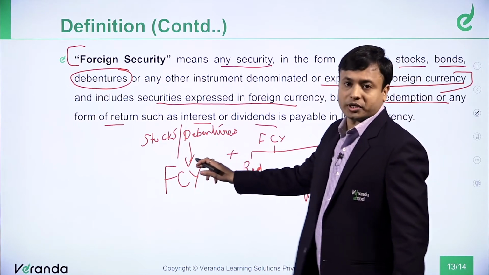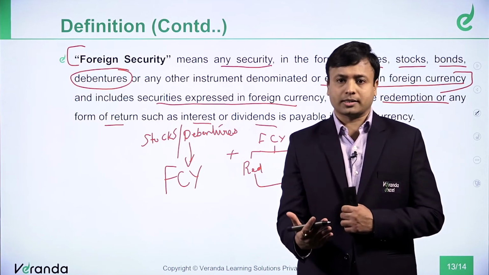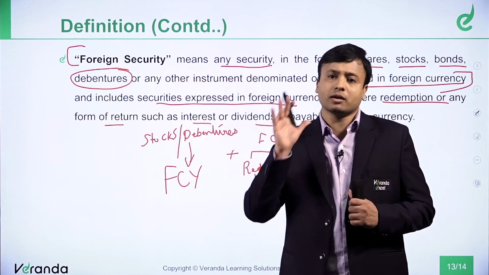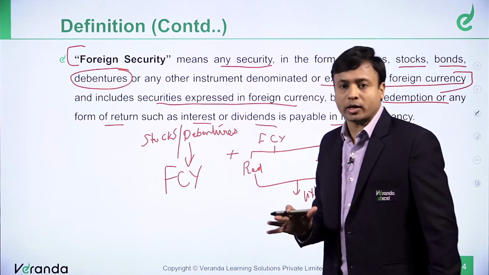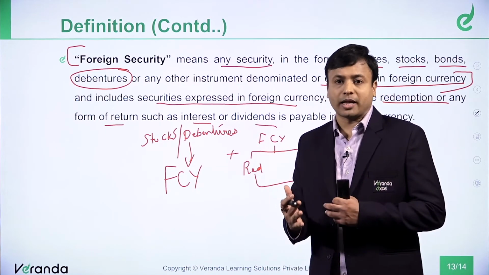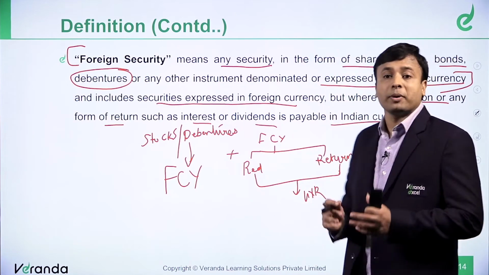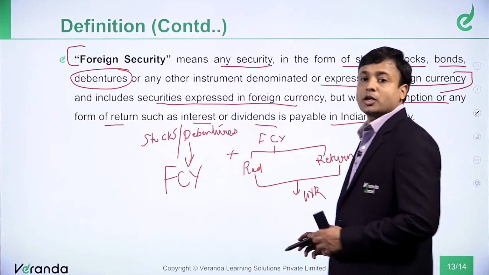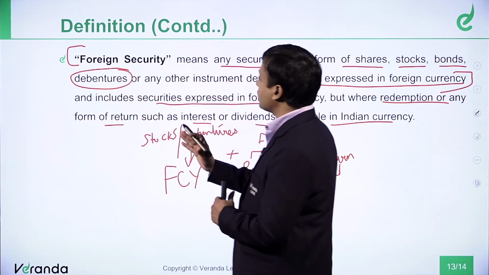Now in the first leg of the definition, the security is denominated in foreign currency, so we assume the redemption and the return may also be in foreign currency. That I am anyways including, but I am also including securities which are denominated in foreign currency, but the redemption, that is at the end of the maturity of the security, the money proceeds will come in INR, plus the returns, that is the dividend or the interest income, will also come in INR. So now we are able to understand the definition clearly. Let us now have a relook at the definition.